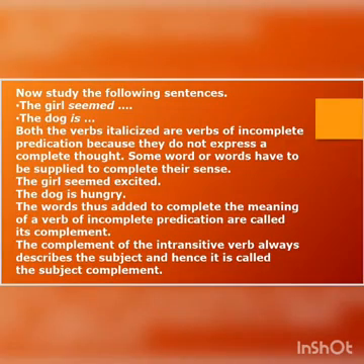Now study the following sentences. The girl seemed. The dog is. Both the verbs italicized are verbs of incomplete predication because they do not express a complete thought. Some word or words have to be supplied to complete their sense. The girl seemed excited. The dog is hungry. The words thus added to complete the meaning of a verb of incomplete predication are called its complement. The complement of the intransitive verb always describes the subject and hence it is called the subject complement.